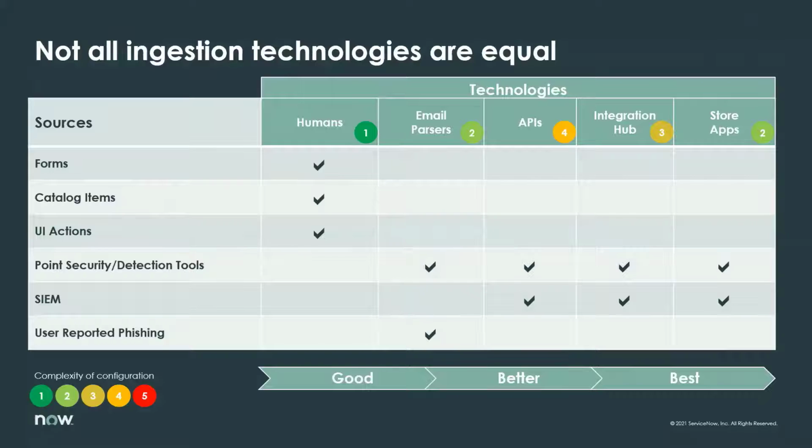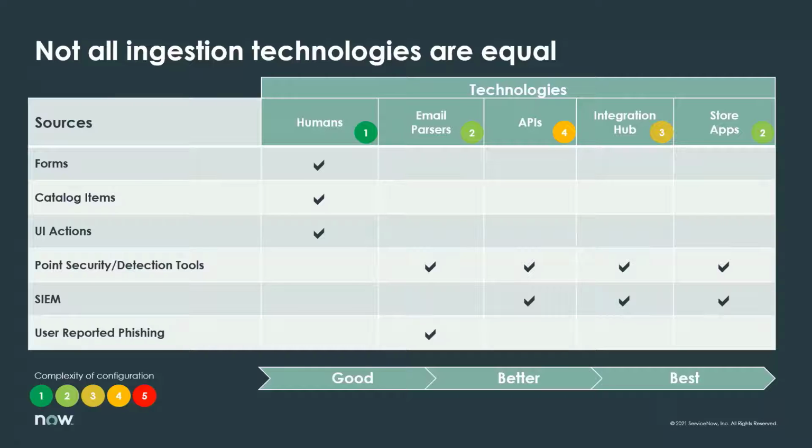Thanks, Eric. So the first thing we need to address to understand ingestion is the variety of sources and technologies that are available to us. Each of these methods have a role to play depending on your situation or use case. Overall, we recommend to automate as much as possible in order to drive efficient workflows. On this table, I've broken down the different sources of security incidents and the various technologies we use within the ServiceNow platform to integrate with them. I've also, somewhat subjectively, assigned a level of complexity for configuration of each, as you see across the top.